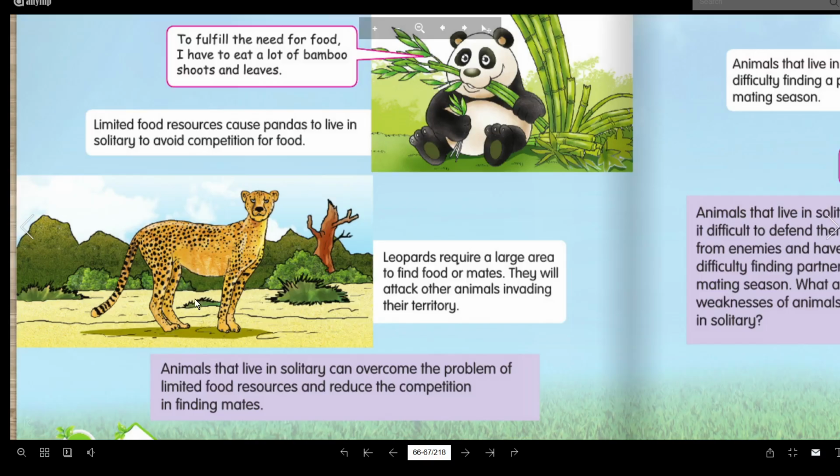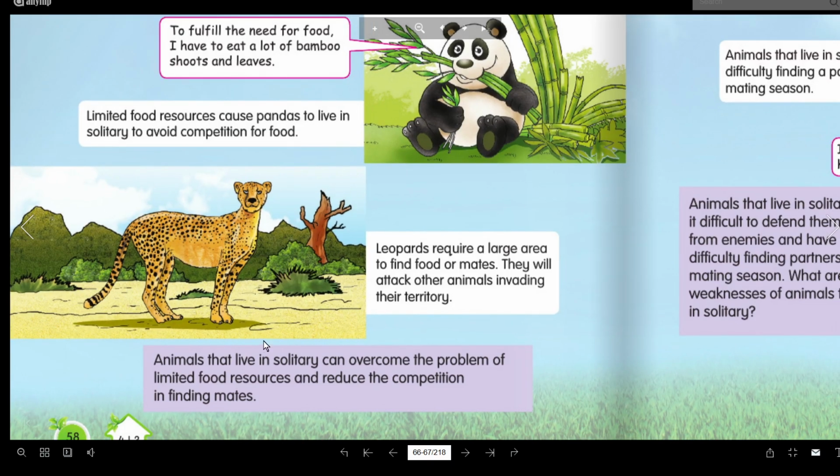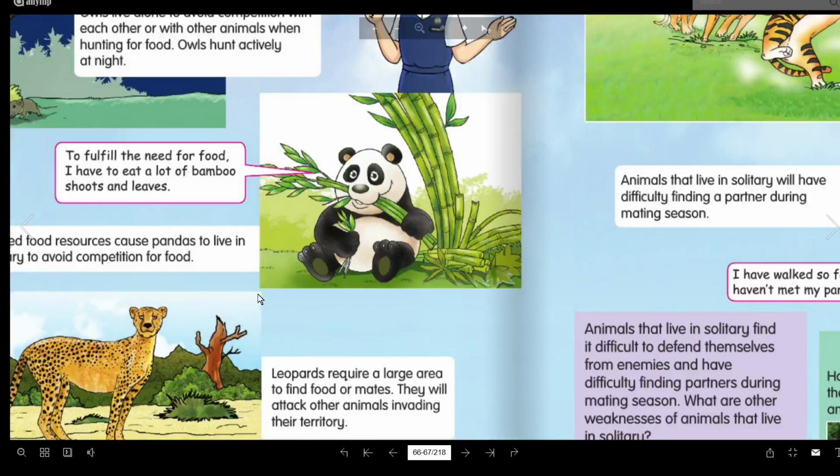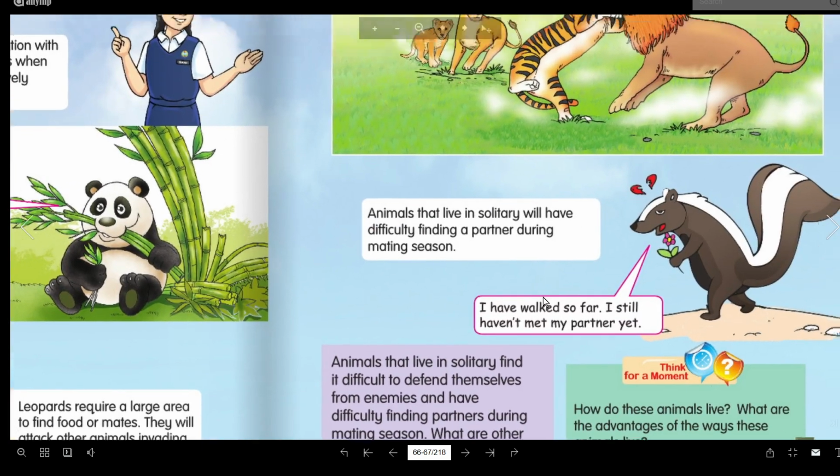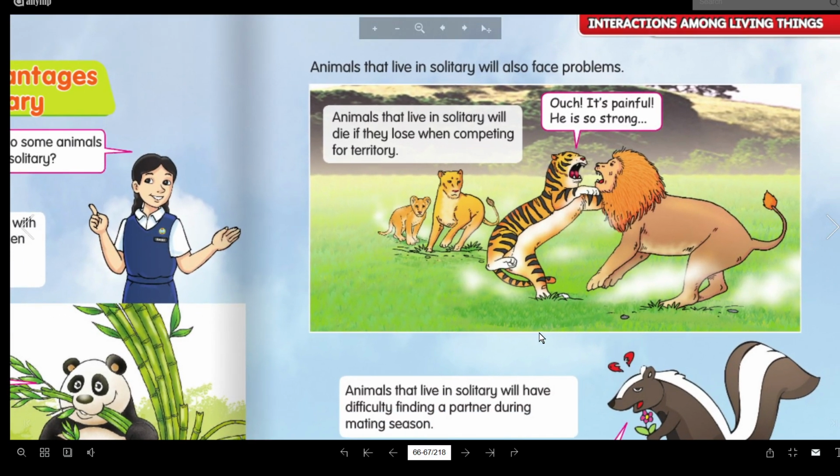Here, leopard requires a large area to find food or mates. So they will attack other animals invading their territory. So animals that live in solitary can overcome the problem of limited food resources and it reduces competition in finding mates, right? So basically we have seen that competition is less when they are living alone. But what are the problems that they face if they are living alone?